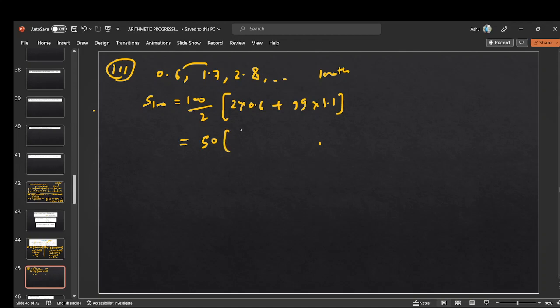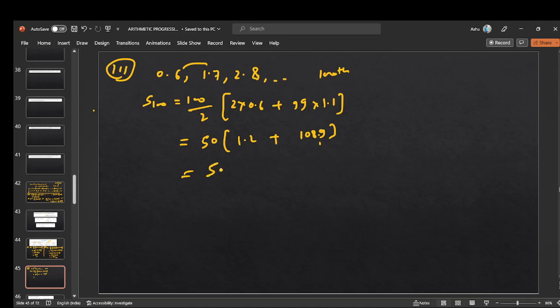Here d. Here 50 will come, 6 2s are 12, that means 1.2, plus here multiplication of 11 and 99. 11 9s are 99, 99 plus 9 is 108, then point here. Clear?